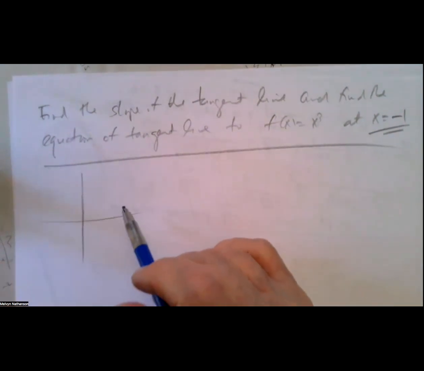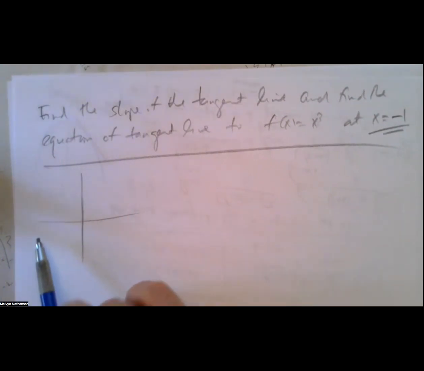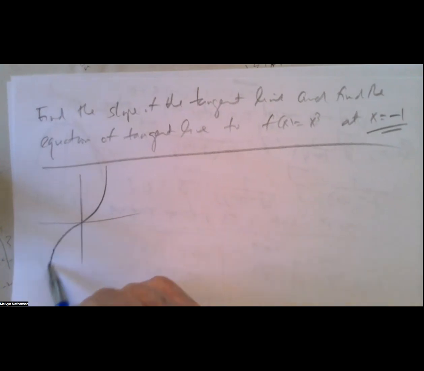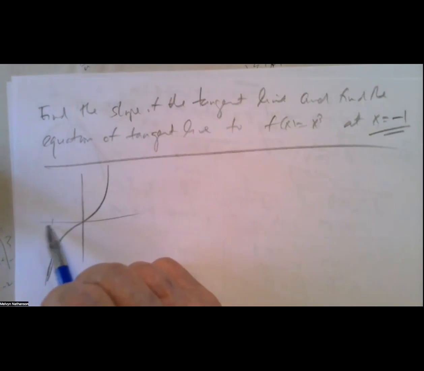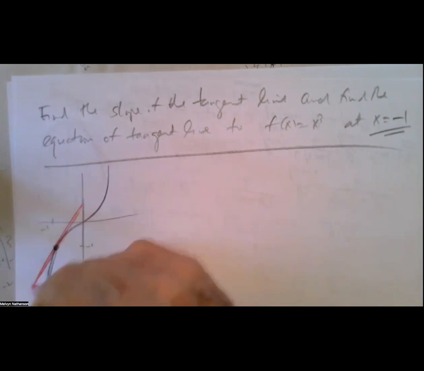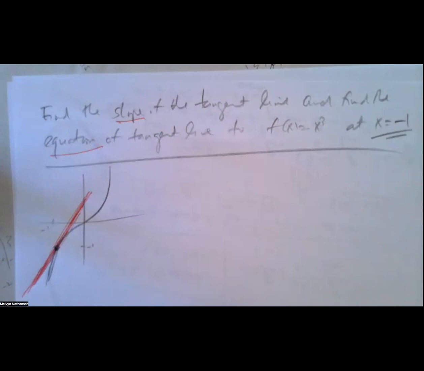So just so you have some idea of this, I mean, you should be able to do this, I hope. But the graph of f of x equal x cubed, cubic curve looks like that. And when x is minus 1, y is minus 1. So that's the point on the curve. And at that point, there's a tangent line. So find the slope and the equation of that tangent line. So I'll pause for a minute and give you a chance to think about that.